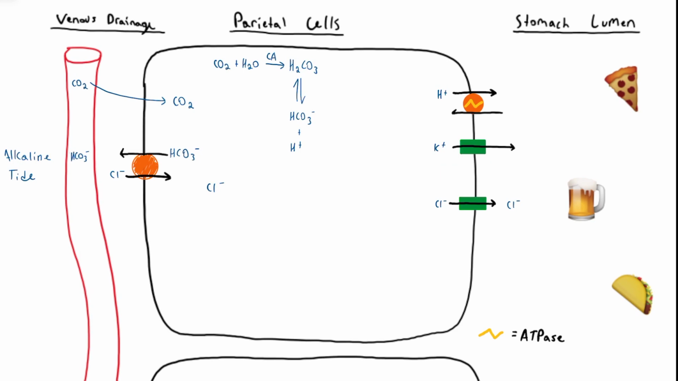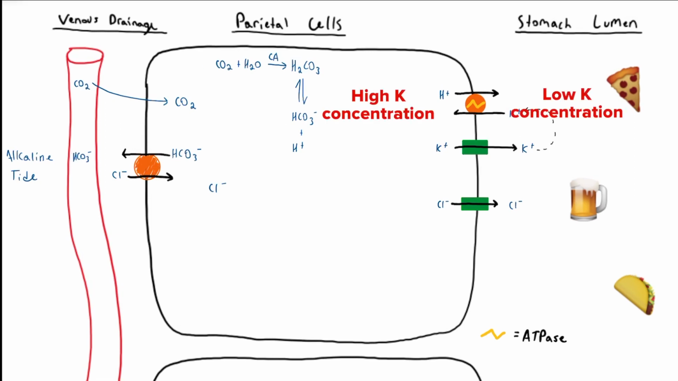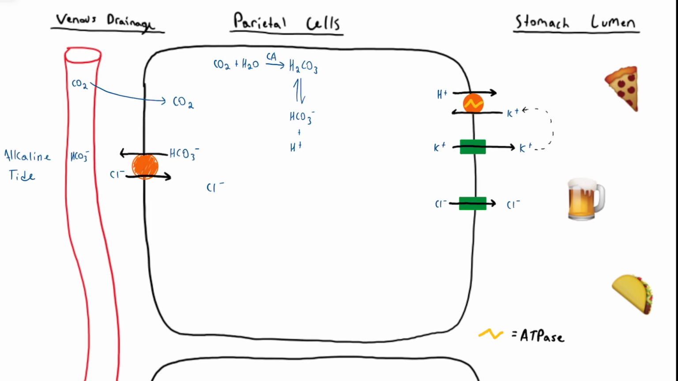On the apical side of the parietal cell, the H+ is going to leave via a hydrogen potassium antiporter, which is an ATPase. So it's going to use the energy of hydrolyzing ATP to pump a proton out and a potassium back into the cell. It needs energy because the potassium is moving uphill against its concentration gradient here. So how do we sustain this? Because extracellular potassium levels are usually quite low.